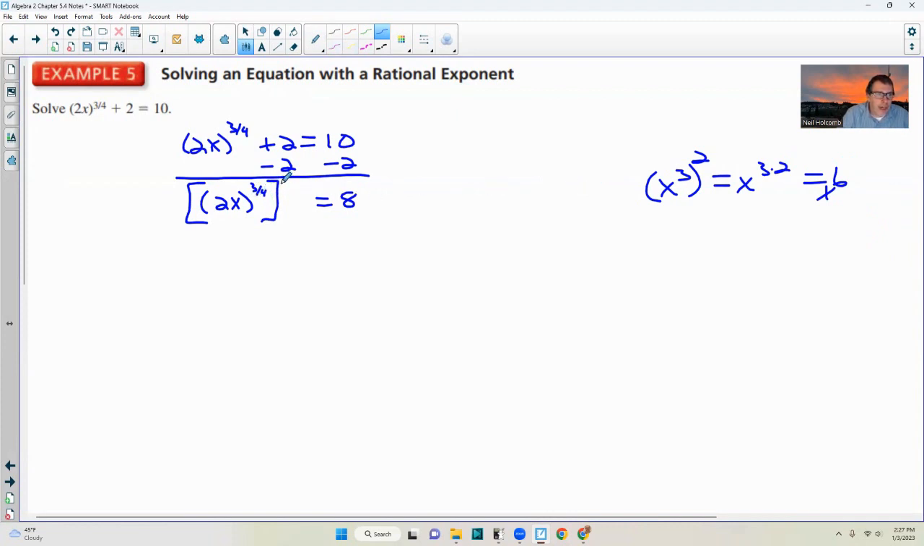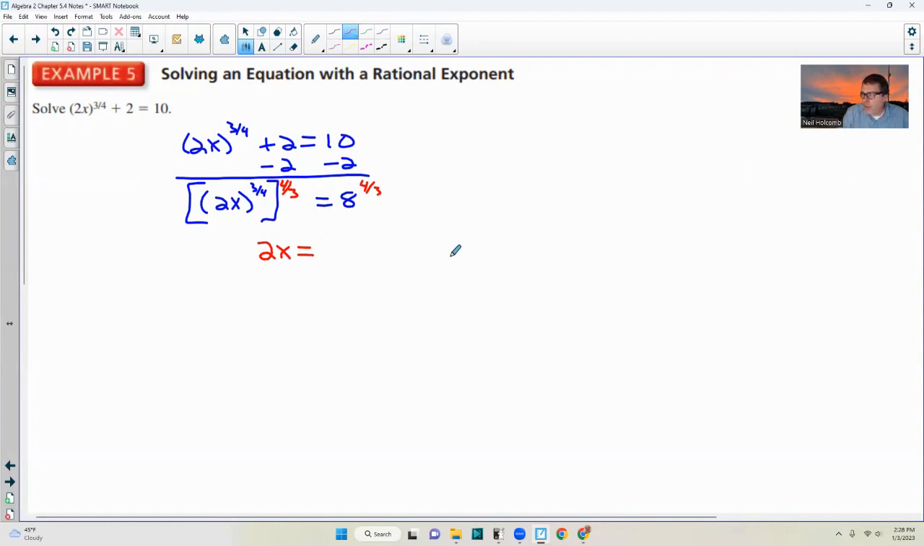So 3/4 times what is 1? Well, anything times its reciprocal, its multiplicative inverse, is 1. So what's the inverse of 3/4? It is 4/3. If I multiply 3/4 times 4/3, I get 12/12 or 1. And what you do to one side, you do to the other. So this 3/4 and 4/3 is going to cancel, leaving me with just simply 2x equals.